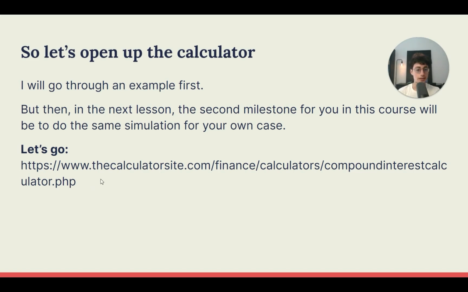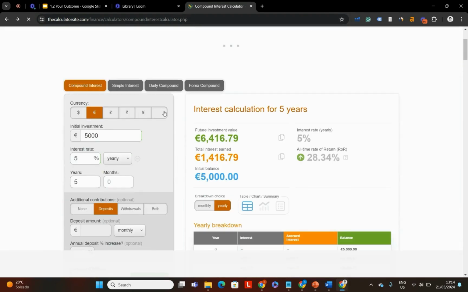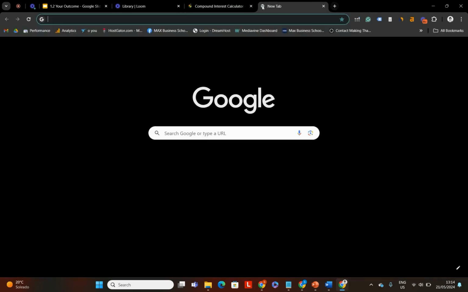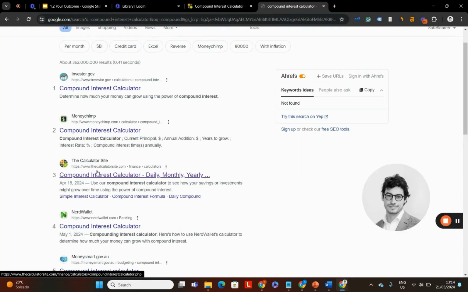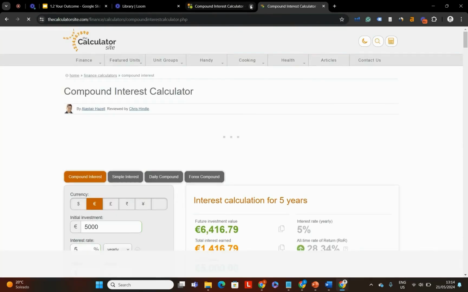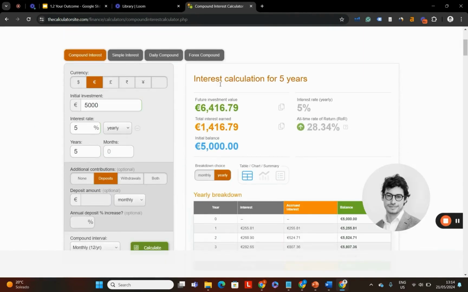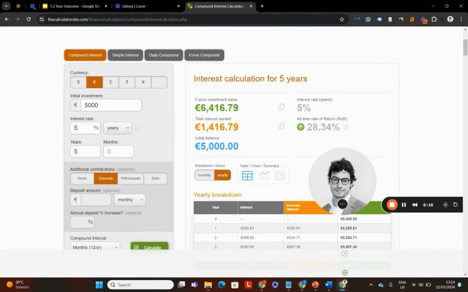So anyways, let's go through. We get this page where we'll have the calculator, but as mentioned, you can also just type in compound interest calculator, and it's result number 3 here. I like it the most because, in my opinion, it's the best there is.